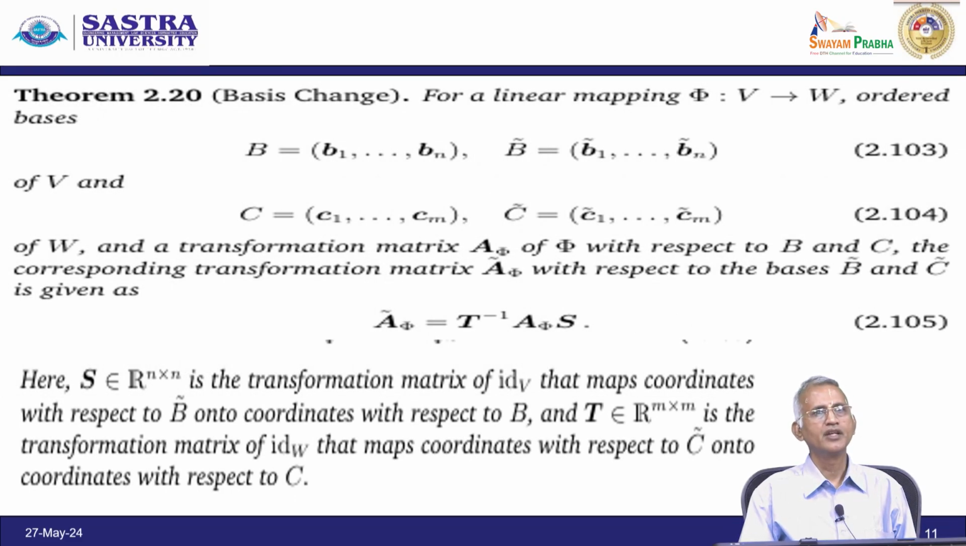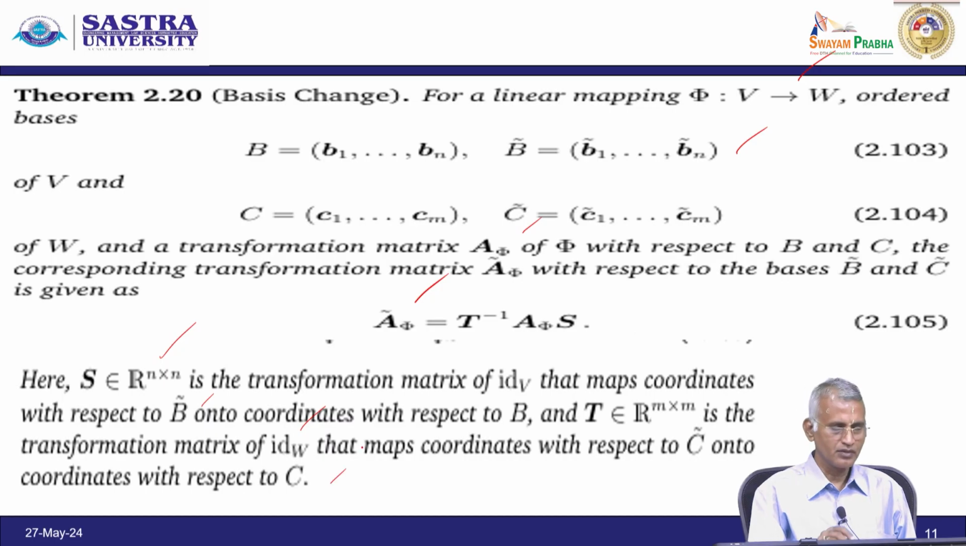Now, we have a theorem, basis change. For a linear mapping phi from V to W, let there be ordered bases B equal to B1, B2 and so on Bn, and B tilde equal to B1 tilde and so on Bn tilde of V, and C equal to C1 and so on Cm, C tilde equal to C1 tilde and so on Cm tilde of W, and a transformation matrix A phi of phi with respect to B and C. Then the corresponding transformation matrix A phi tilde with respect to the bases B tilde and C tilde is given by A phi tilde equal to T inverse A phi S. So, here S in R power n cross n is the transformation matrix of the identity mapping that maps the coordinates with respect to B tilde onto the coordinates with respect to B, and T in R power m cross m is the transformation matrix of the identity mapping that maps the coordinates with respect to C tilde onto the coordinates with respect to C.